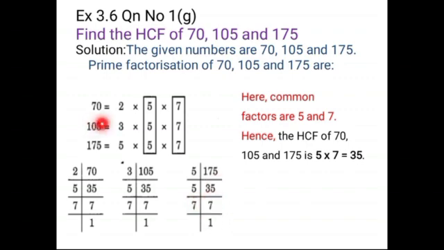Now, we can write the prime factorization of 70 as 2 multiplied by 5 multiplied by 7, and that of 105 is 3 multiplied by 5 multiplied by 7, and that of 175 as 5 multiplied by 5 multiplied by 7. Here the common factors are 5 and 7, so the HCF of the given group of numbers is 5 multiplied by 7, which gives 35.